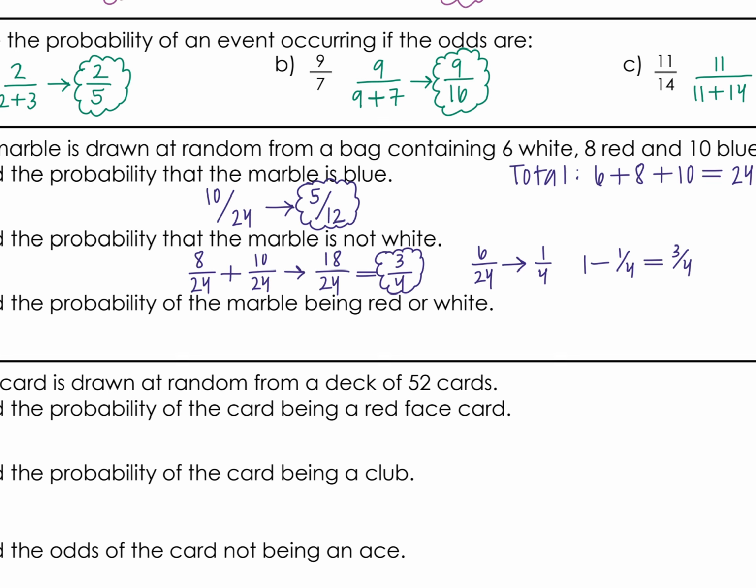All right, and our last one, find the probability of the marble being red or white. We've already kind of talked about this. In order for it to be red or white, we would just add our 2 together. So 8 over 24 for my red, plus my white, 6 over 24, which would give me 14 over 24. And that will reduce to 7 over 12.